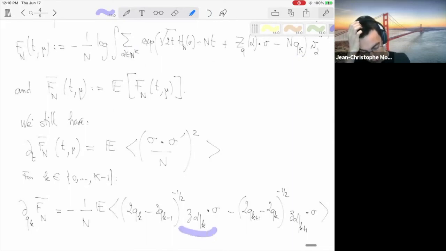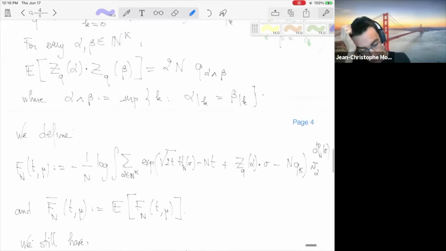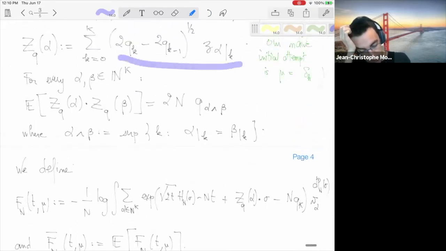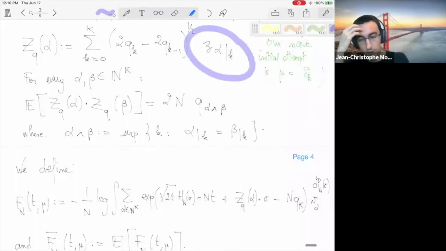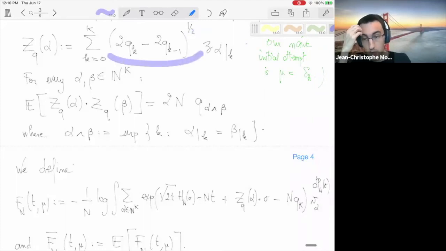So there's this guy. How does it correlate with the energy which is here? But for possibly different alpha. So the question is whether or not they use the same z alpha restricted to k. So the correlation will be this term if, let's say the two points are called alpha and beta, alpha restricted to k is equal to beta restricted to k, and it will be 0 otherwise.